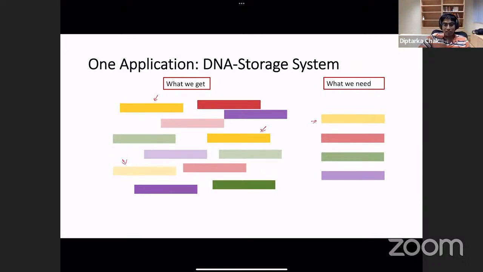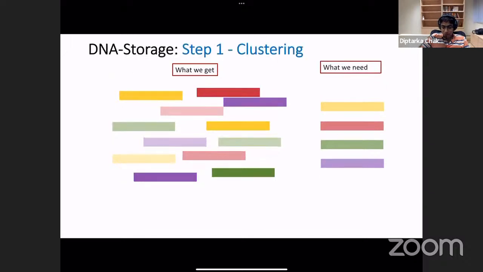Because if I could not get back the original data, then there is no point in using this DNA storage system. These are the computational problems that arise, and I think they are also nice from the theoretical point of view.